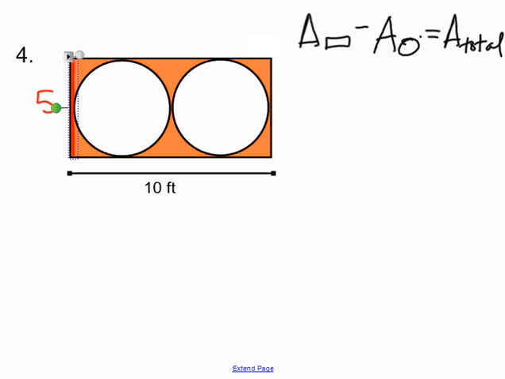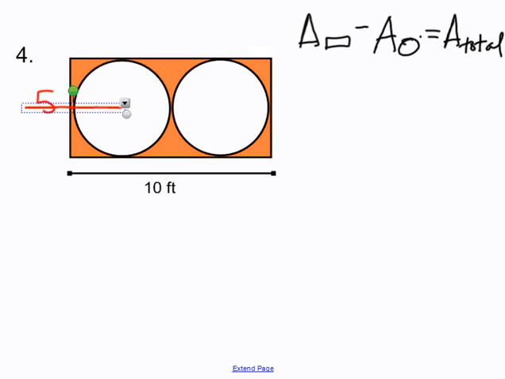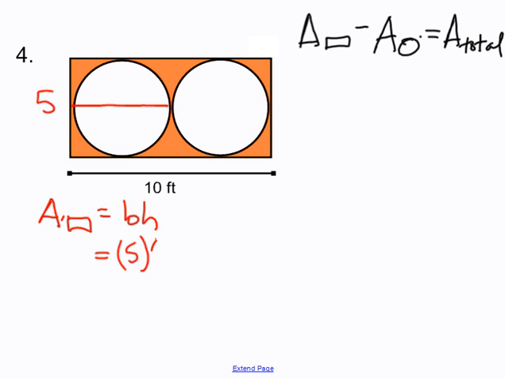And then I'm going to take this and put it back, so I can figure out the radius of that circle. So what I'm going to do is say, okay, the area of the rectangle is base times height, right? So that's going to be 5 times 10. You could probably do that in your head.